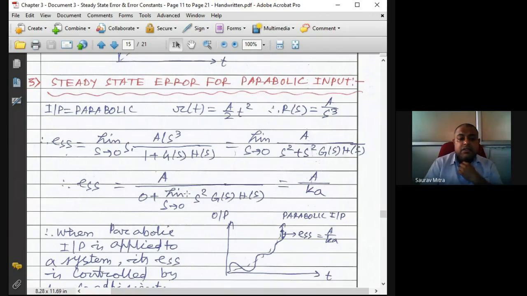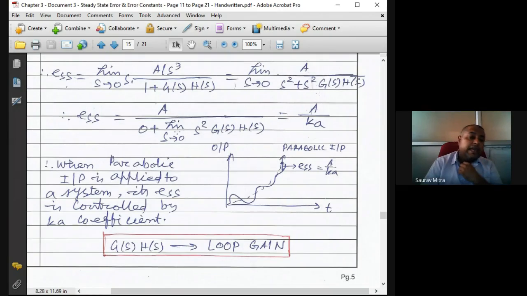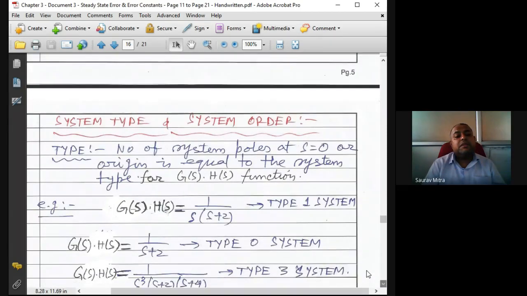So positional error constant, limit s tends to 0 of G(s)H(s). Velocity error constant, limit s tends to 0 of sG(s)H(s). And acceleration error constant, limit s tends to 0 of s square G(s)H(s). These are the three things. And once you find Ka, that is the acceleration error constant, directly substitute A divided by Ka, where A by 2 is the amplitude of the parabolic input. And G(s)H(s) is the loop gain or open loop gain. We have seen it long back. So with this basics, we will be solving some numericals.